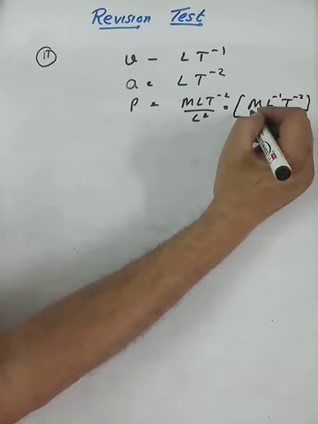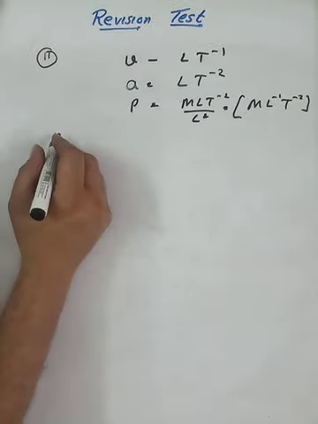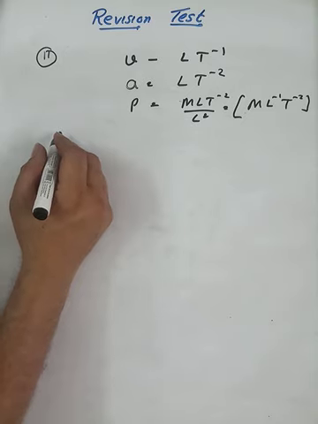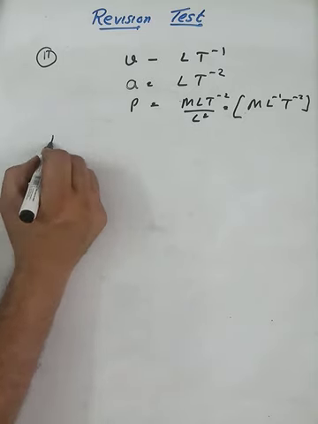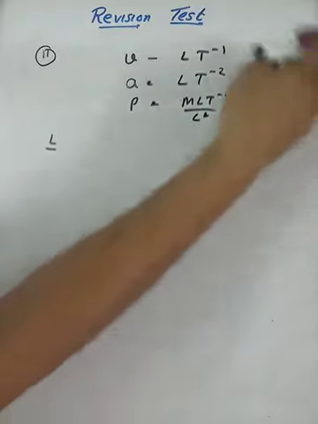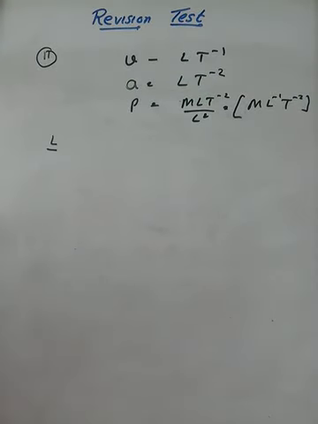We have these three terms and we have to find the dimensions of length. That means by using all this we have to find the dimension of length. How can we find out the dimension of length? This is the question.